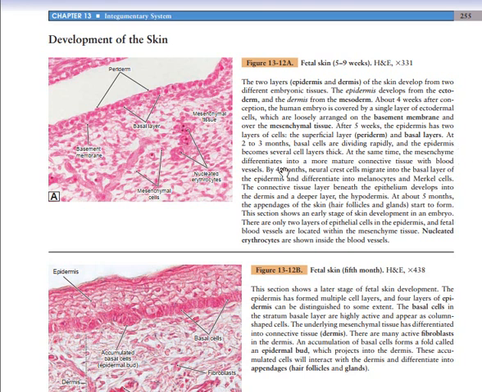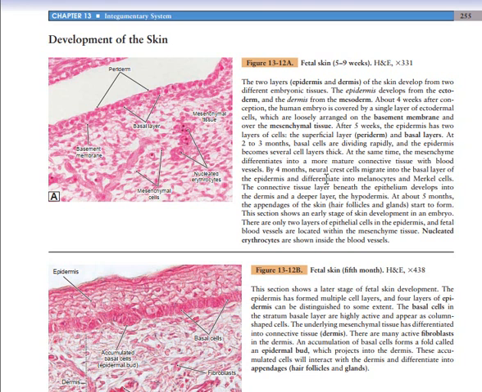Now at 2 to 3 months, the basal cell layer is dividing rapidly and the epidermis becomes several layers thick. Is it clear? At first, at 5 weeks, it divided into 2, which is superficial layer and the basal layer. Then the basal layer at 2 to 3 months divides into multiple layers to produce several cell layer thick epidermis. At the same time, the mesenchymal cells in the mesoderm now differentiate into more mature connective tissue.